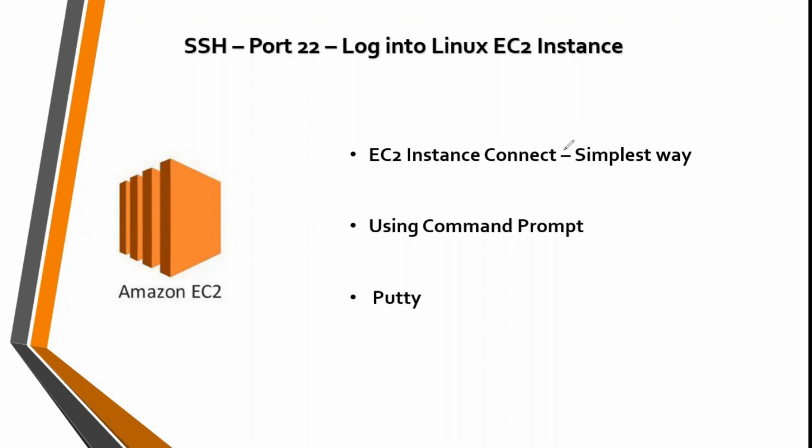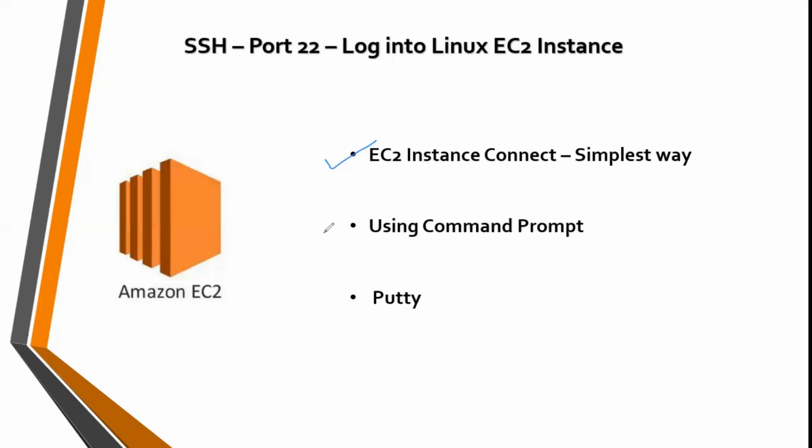In this video we are going to discuss how we can log in to a Linux EC2 instance, or how we can SSH into a Linux EC2 instance. There are three different ways possible. One is using EC2 Instance Connect, which I can say is one of the easiest ways of performing an SSH, because irrespective of the operating system you are using, you can directly connect to the EC2 instance, because it provides this feature from the console itself.